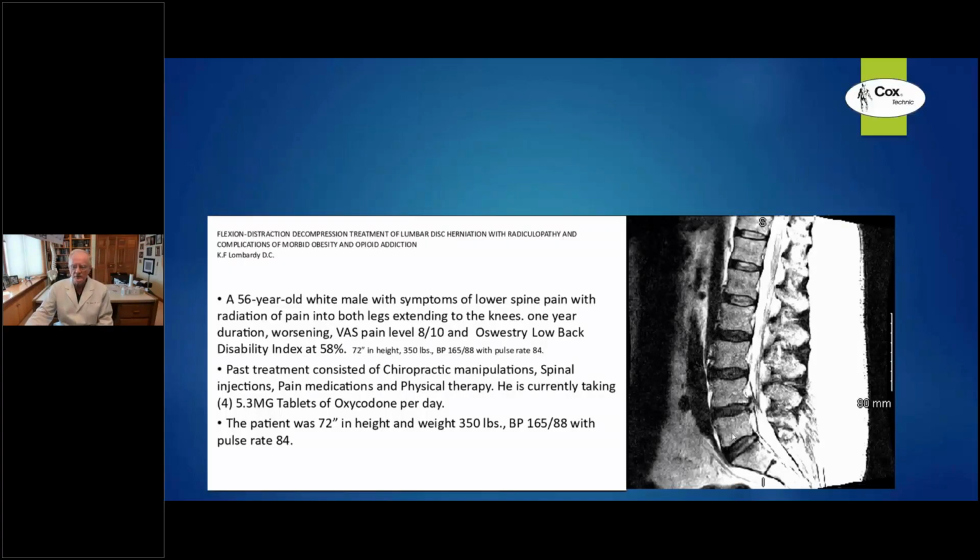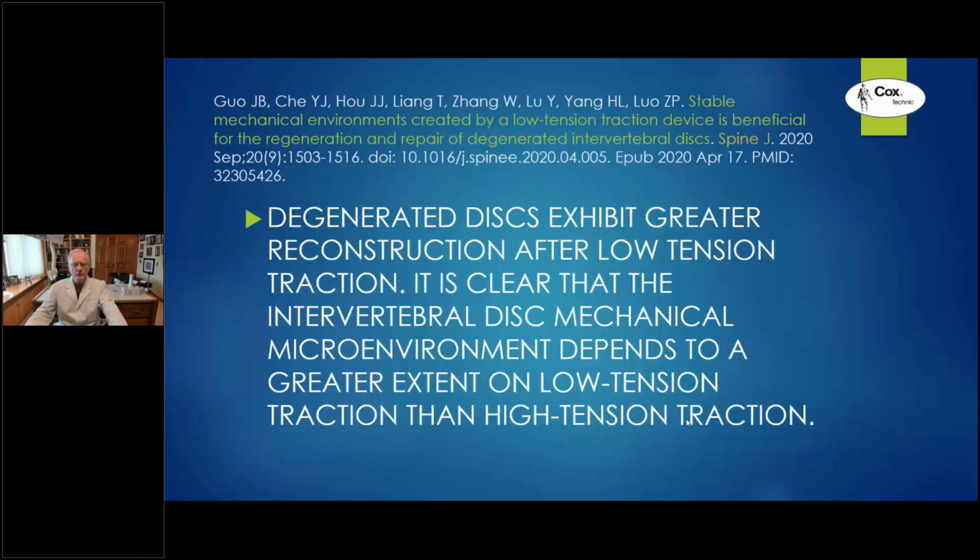As we said in part one, what's going on in this intervertebral disc? This is Kim Lombardi's patient that he treated, who is overweight and has several comorbidities. What goes on in the disc when you and I treat them to bring about relief? Degenerated discs certainly exhibit greater reconstruction after low tension. We said last time we studied 1/10 and 50% of body weight traction. What did we say? We said by this paper by Isidoro Horobetti and others that low force distraction created a better long-term clinical outcome than high forces.